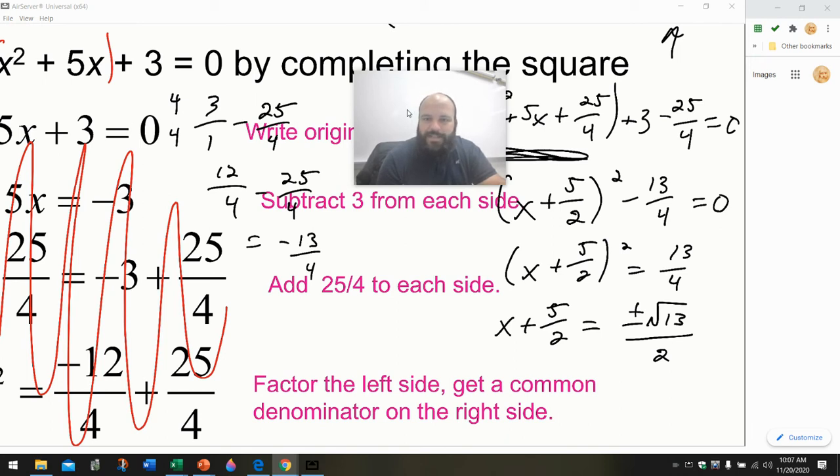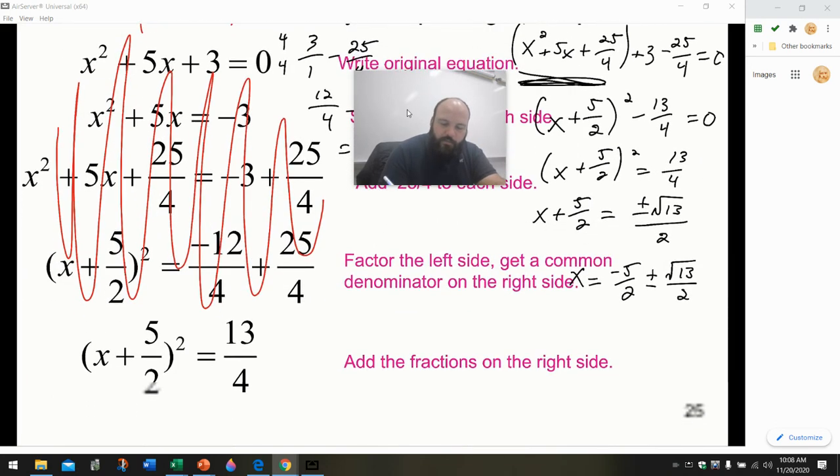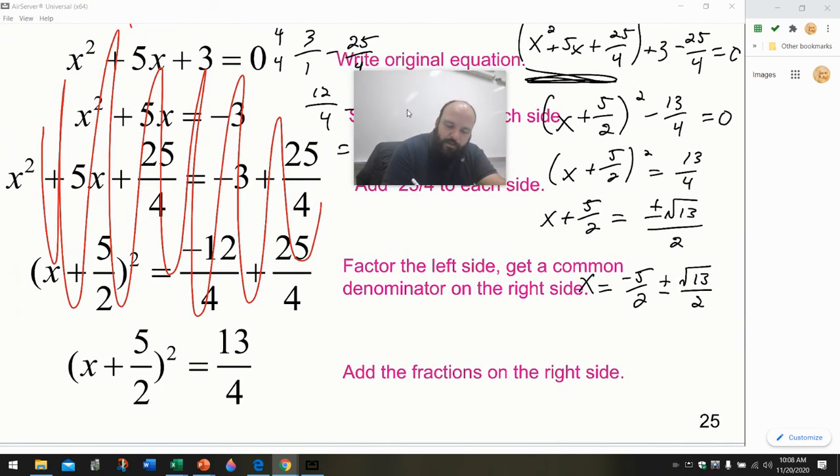The last thing is you're going to subtract 5 halves from both sides, and you're going to get x equals negative 5 over 2 plus or minus the square root of 13 over 2. Now, if you really wanted to, you could write this final answer as one fraction because they do have the same denominator. So you could write it like this.